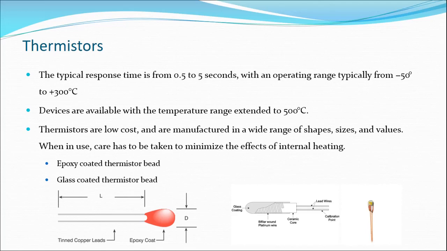So thermally conductive epoxy basically provides operative effectiveness without degradation. Now when we talk about the glass coated thermistor beads, these encapsulated bead thermistors are of fine diameter lead wires. So here you can see this is the glass coated thermistor bead.